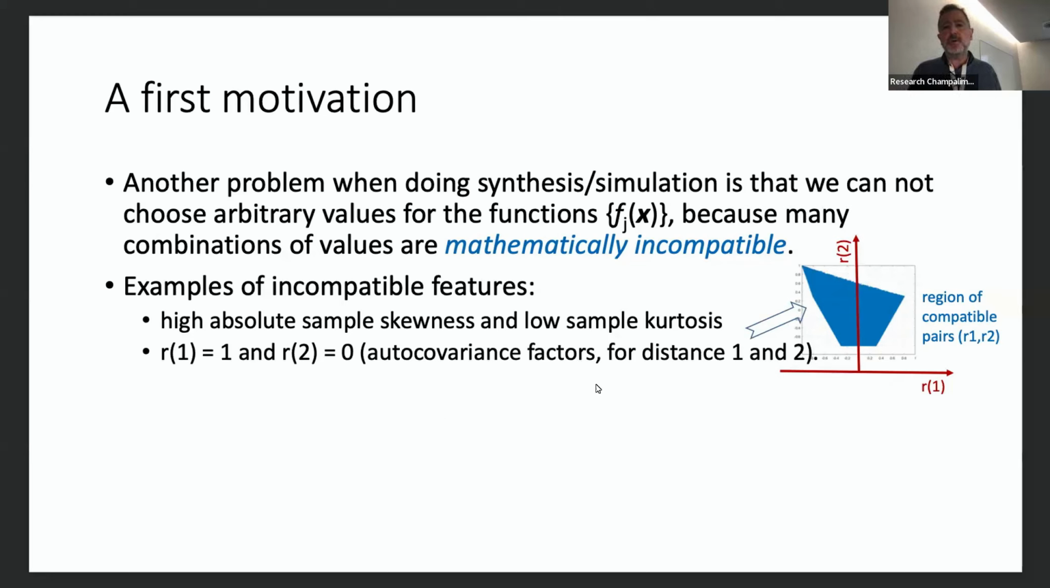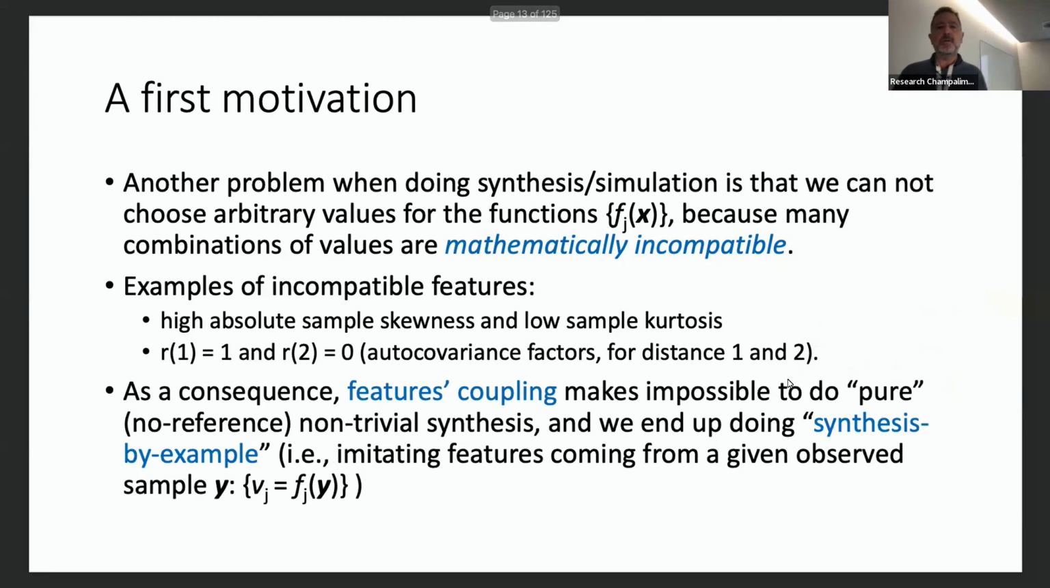This is another example. If we take the sample covariance in 1D, of course, we cannot have autocovariance with the immediate neighbor equal to 1, which means they are doing the same thing, and then the second one equal to 0. It's impossible. They are coupled, right? So you get things like that, these regions of compatibility.